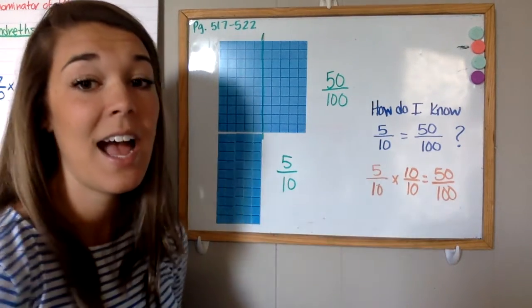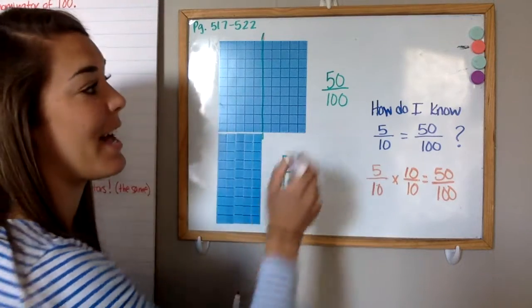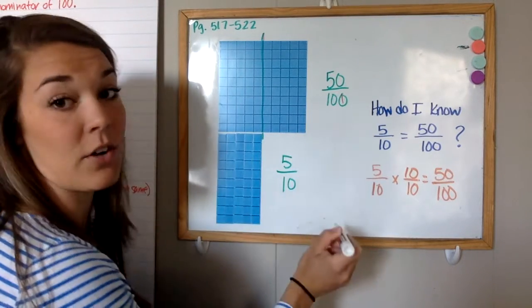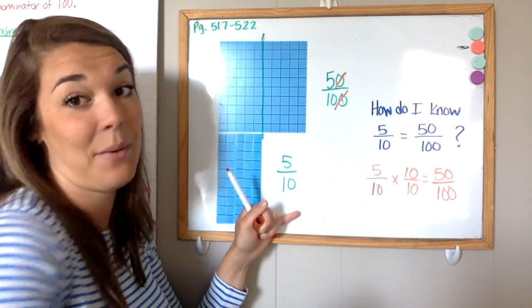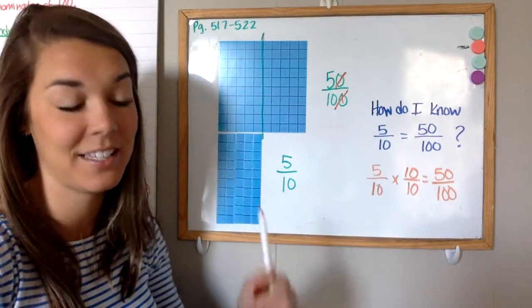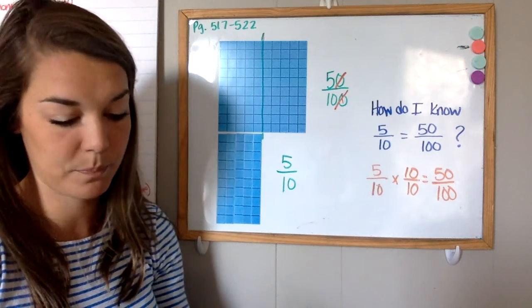Do you see how the only difference, guys, is that we're tacking on an extra 0 here? If I took away this 0 and this 0, I would have 5 tenths, okay? So this is pretty simple.